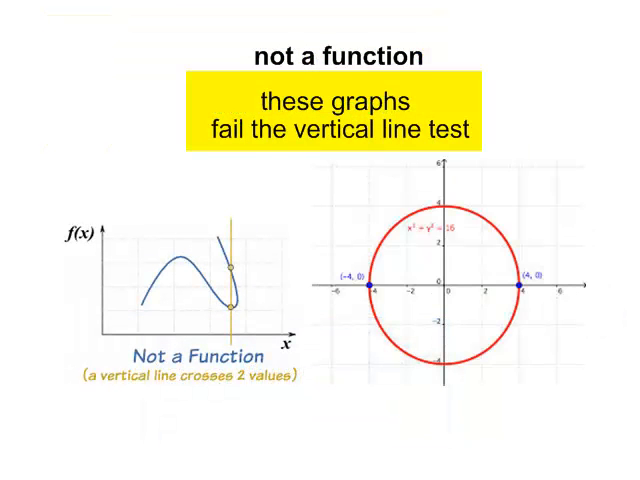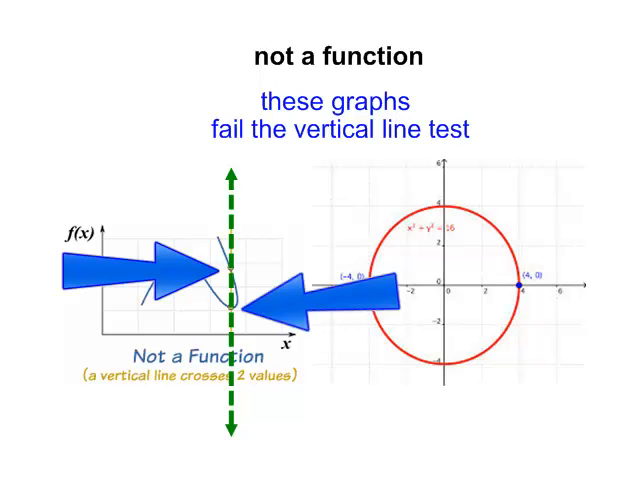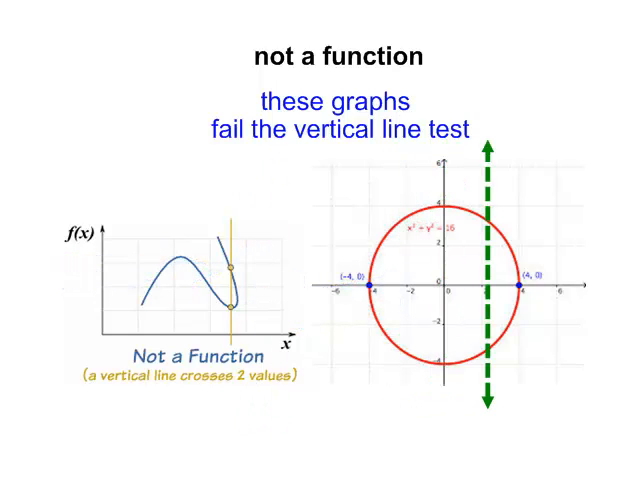These graphs fail the vertical line test. They are not functions. As I drag a vertical line, there are places where my vertical line passes through that in more than one point. This circle is not a function.